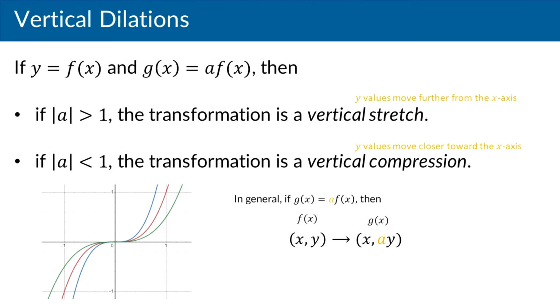And so our general rule in dealing with a vertical dilation, a stretch or a compression, is that if g of x is a function that's taking function f of x and transforming it because we're multiplying a value of a out in front, then what it's going to do is take all the points (x, y) on my original function and map them to new points on g of x, where the x values don't change, but all the y values get multiplied by whatever that a value is. And so knowing this mapping is a really quick way to transform points.